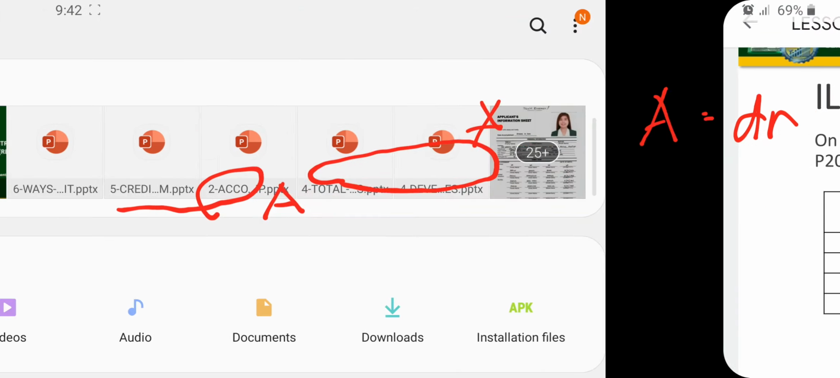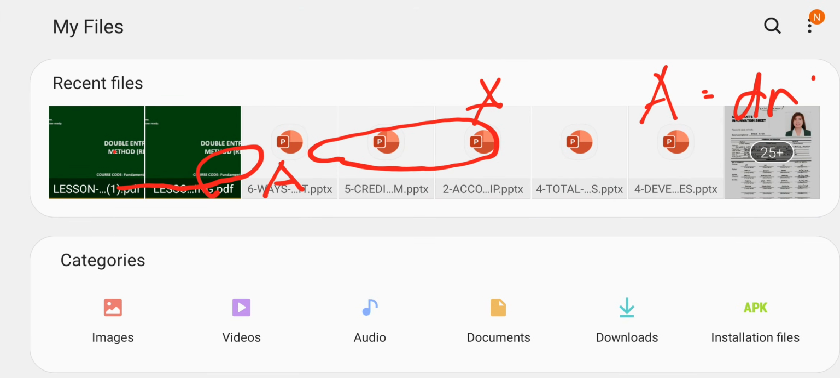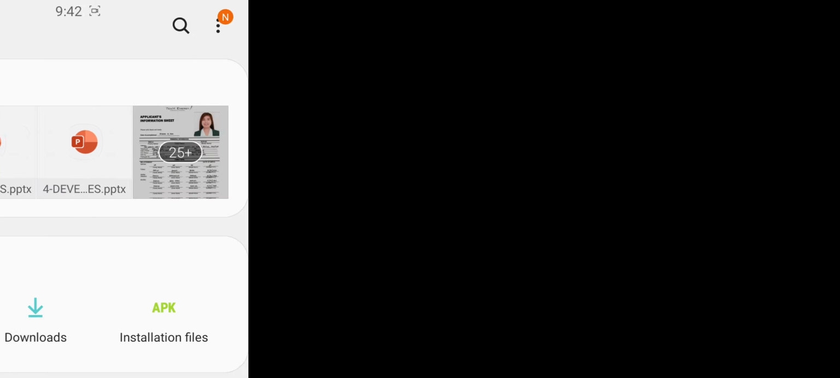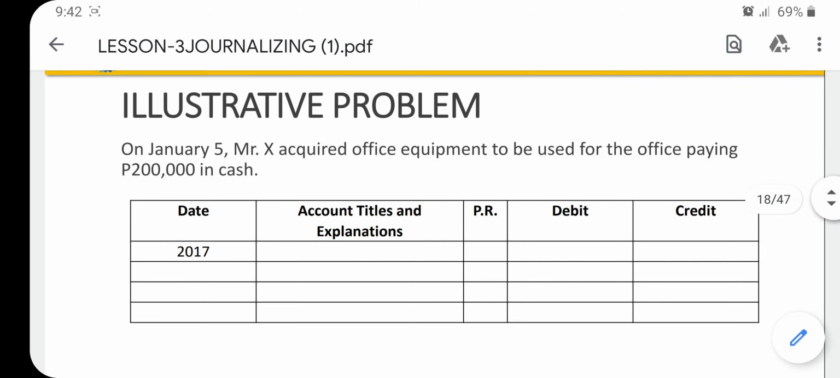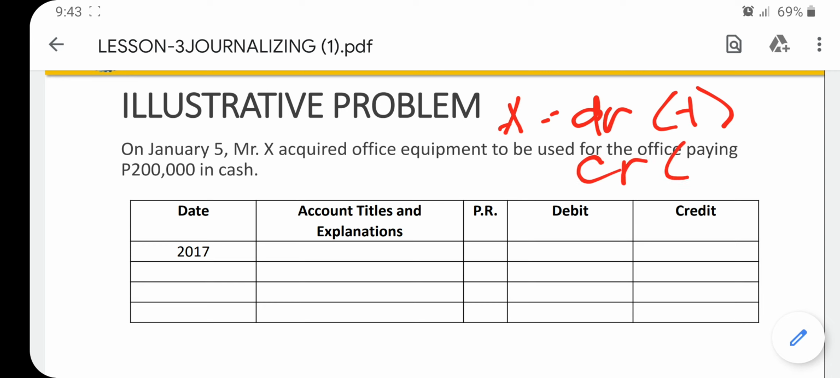So again, debit. Naibak ko na naman. Ano ba naman? So again, asset. To show an increase in asset, we're going to debit. To show a decrease in asset, we're going to credit such asset.